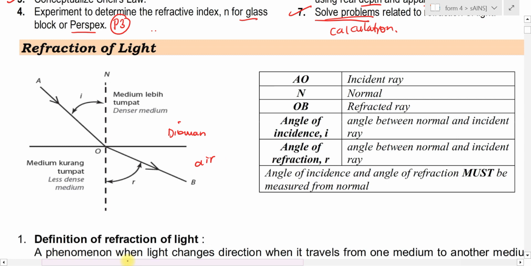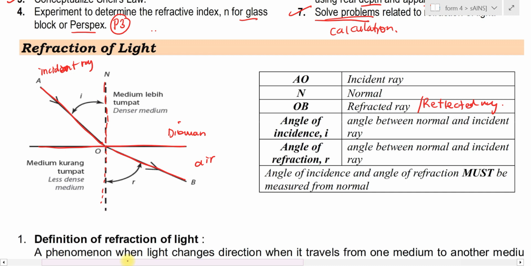Okay, dengar dulu. Yang AO ni, ini kita panggil incident ray. Yang ini reflected ray or refracted ray. Sama saja, reflected ray ataupun refracted ray. Dia ada dua nama, tak kisahlah mana-mana. OB. Lepas tu, your N is the normal to the boundary.